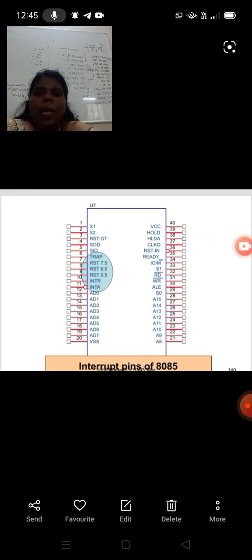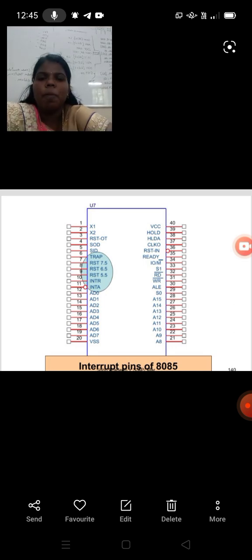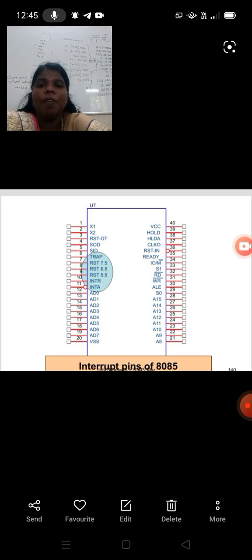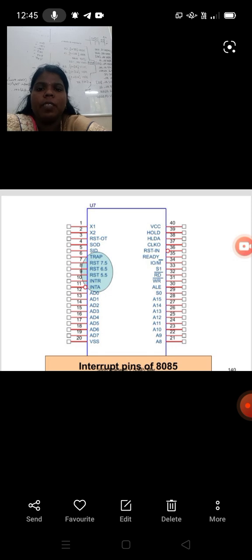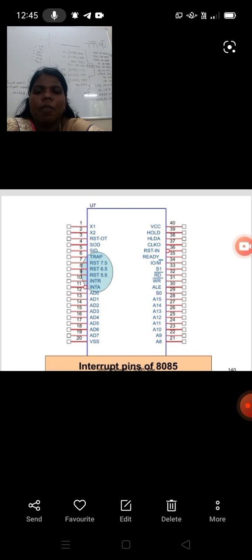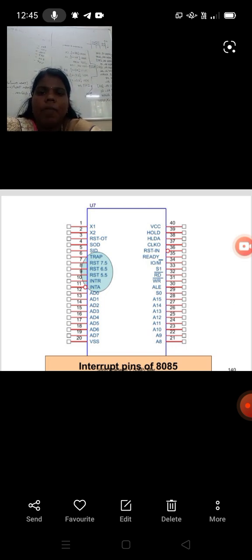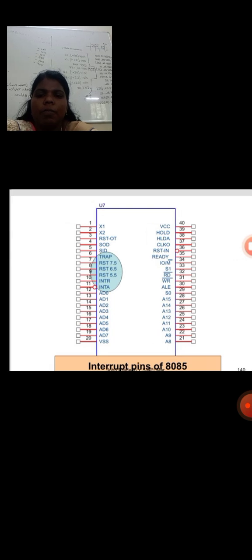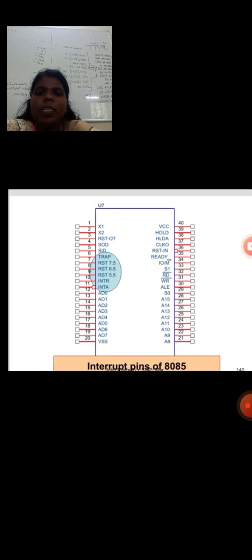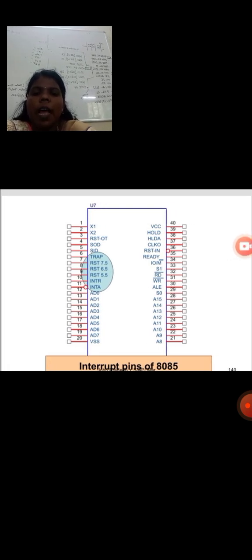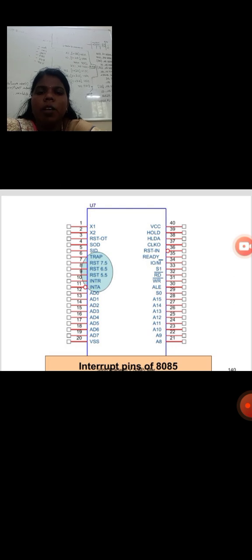This is the pin diagram of the 8085 microprocessor. 8085 consists of 40 pins. From these 40 pins, 5 pins are interrupt pins of 8085. That is TRAP, RST 7.5, RST 6.5, RST 5.5, INTR, and INTA. INTR is nothing but interrupt request. INTA is nothing but interrupt acknowledgement.